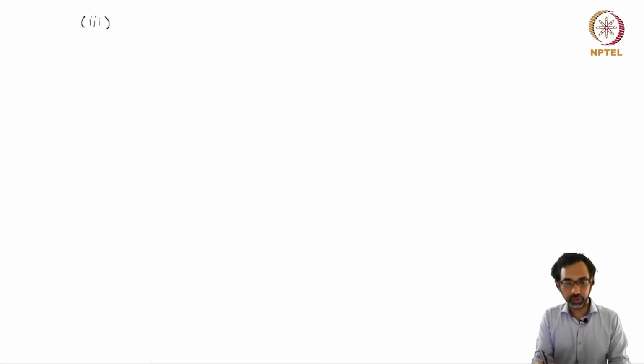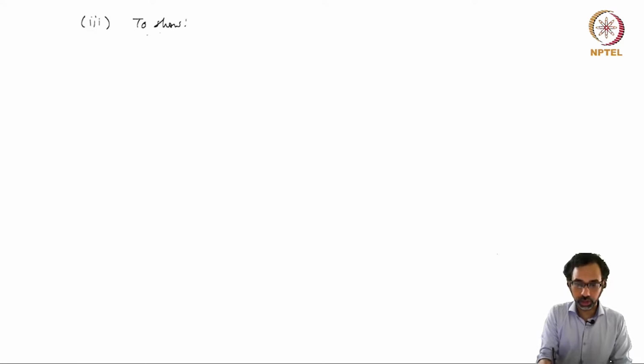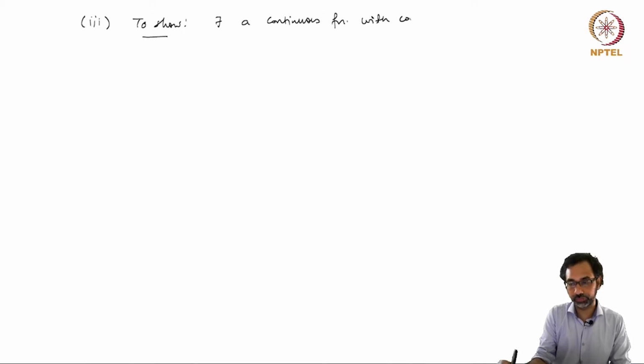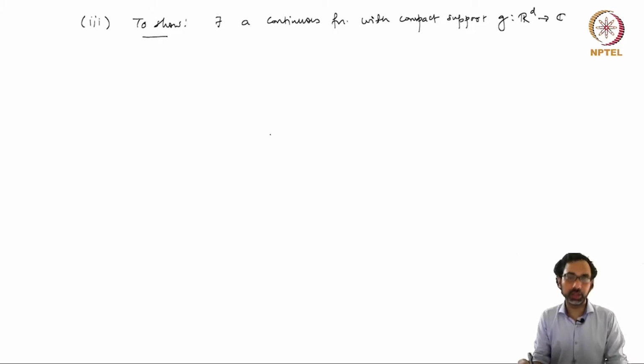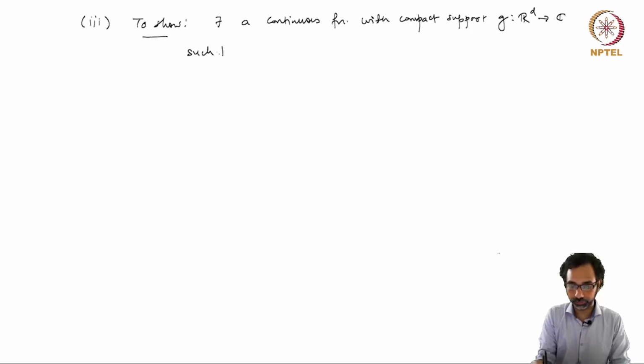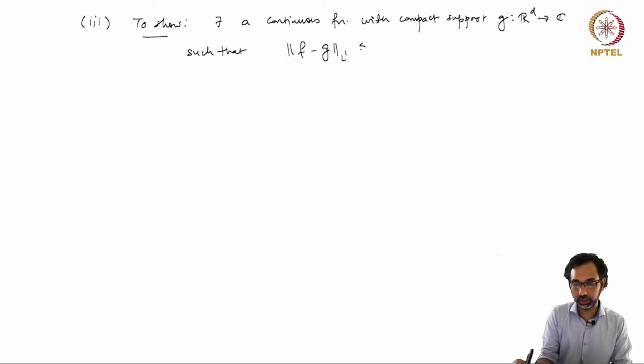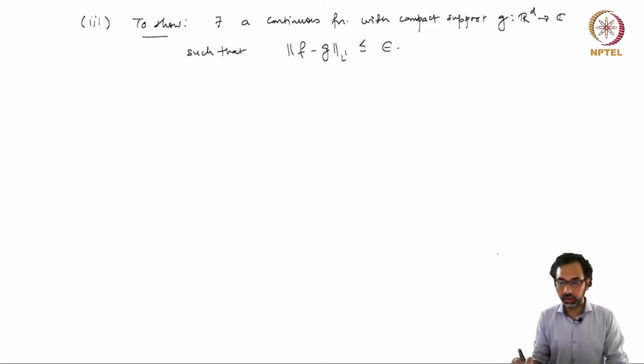Now for the proof of the third part, in which we have to show that there exists a continuous function g with compact support, complex valued, such that the norm of f minus g is less than or equal to epsilon.